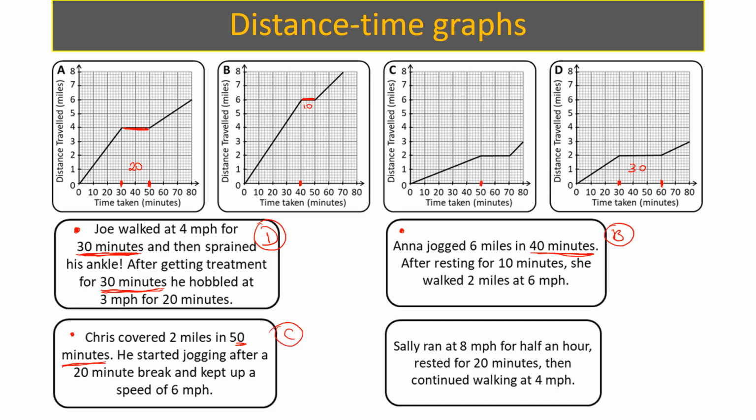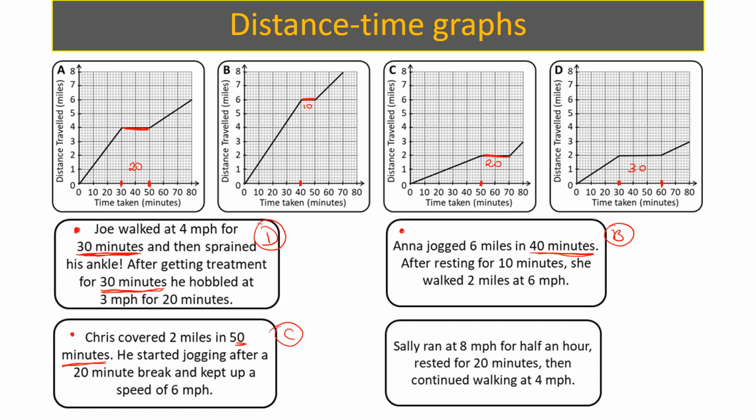Then he started jogging after a 20-minute break. So this is the break. 20-minute break, and then he continued running. So that means that the last description must be for graph A.